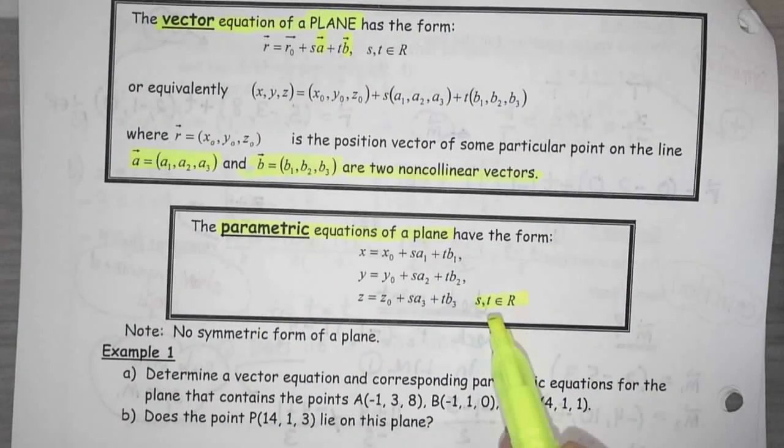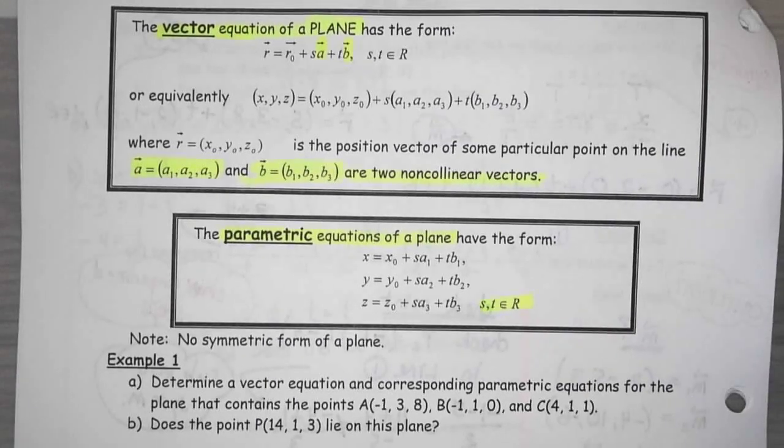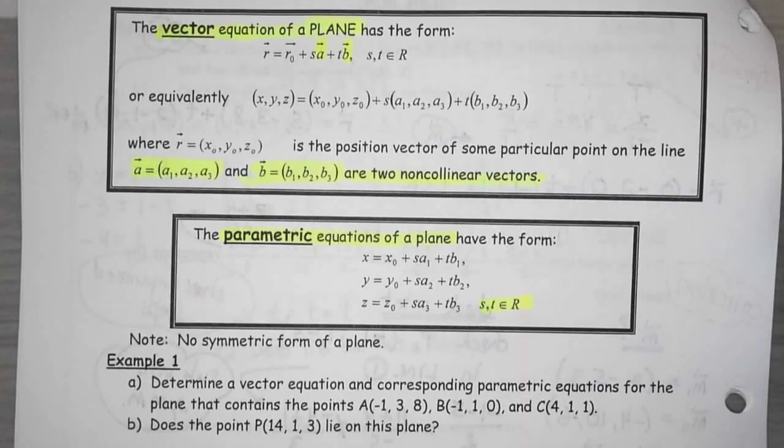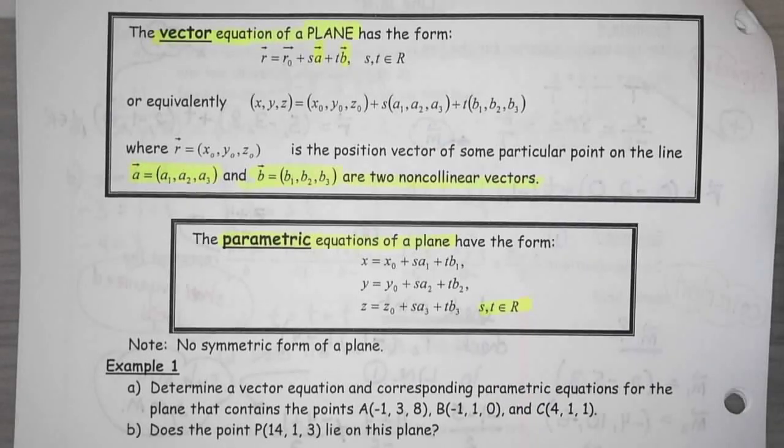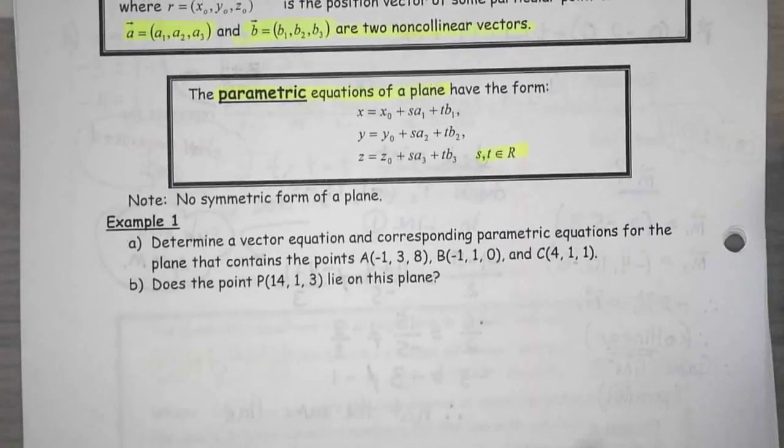S and t are usually the variables we use as our coefficients when we have our direction vectors. They're just typically used when we're doing parametric and vector form. S and t are kind of their favorites. All right, let's jump right into making an equation.